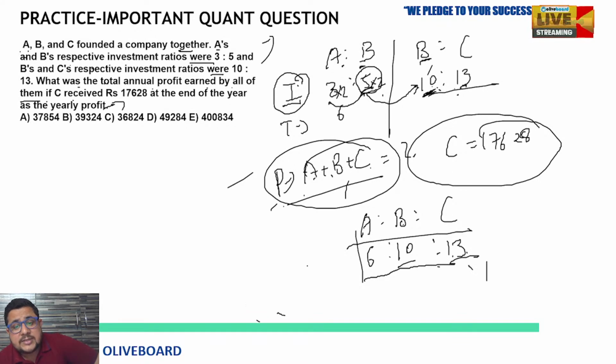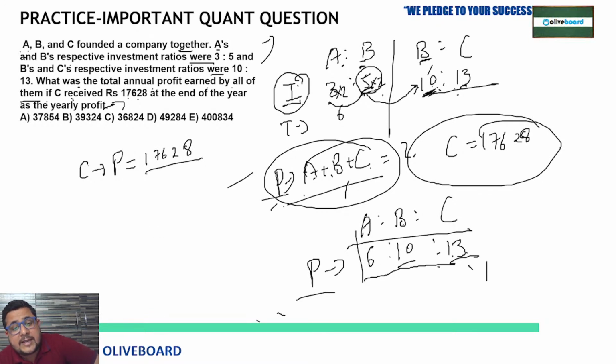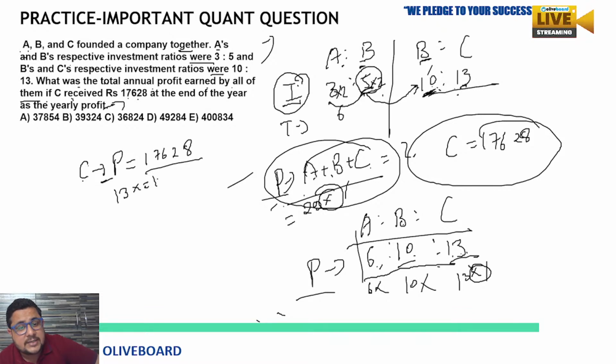Now, this is the profit ratio because time is same. C received 17628. So C's profit is going to be 17628, that is given. But here what we need to find out, A's profit is 6x, B's profit is 10x, C's profit is 13x. The value of x you need to find out, then only you can get the whole profit, because overall profit is going to be 6 plus 10 plus 13 means 29x, 6x plus 10x plus 13x, 29x. So this x value how you can calculate, from here only C's profit is given, and that is 13x. 13x equal to 17628.